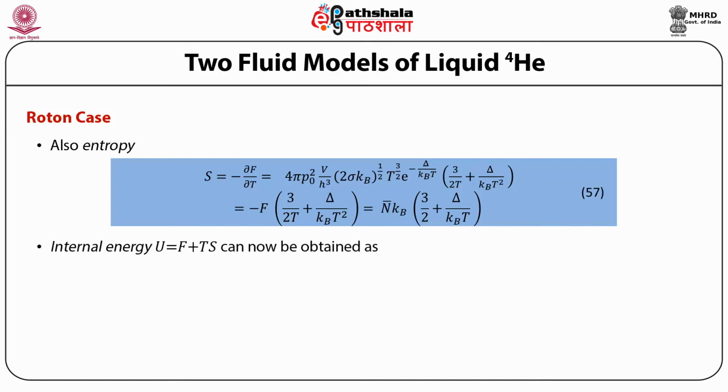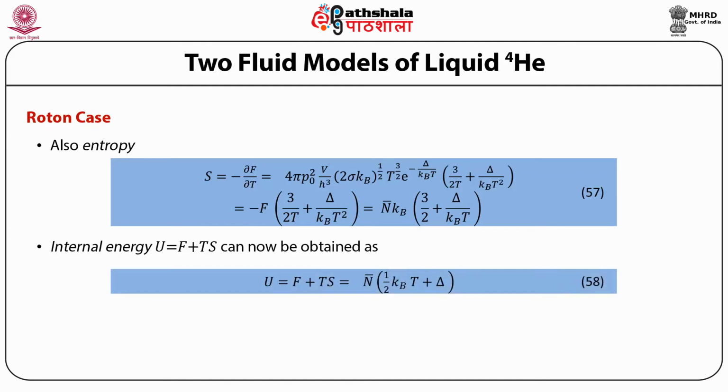Internal energy U is equal to F plus TS can now be obtained as U is equal to F plus TS is equal to average number of protons n bar multiplied by (half kBT plus delta).